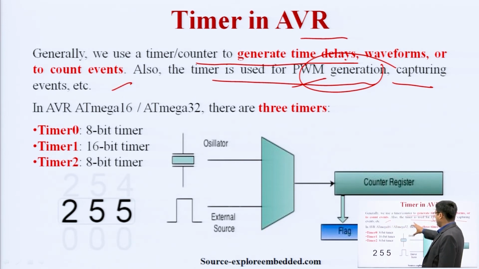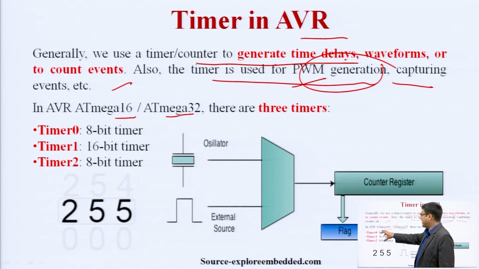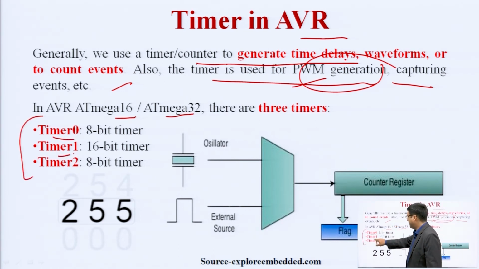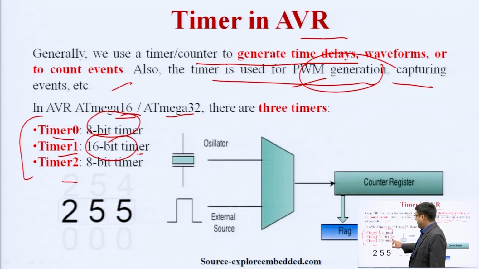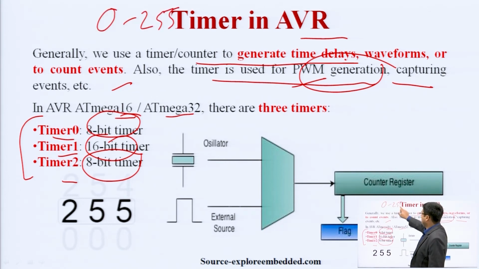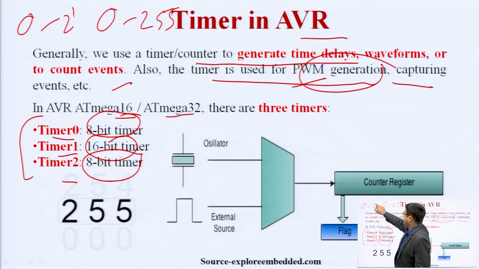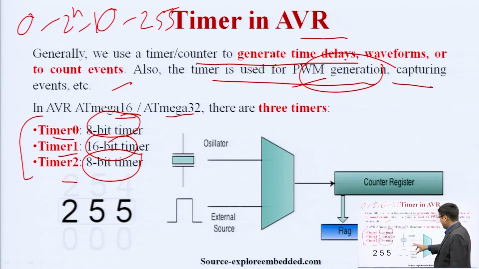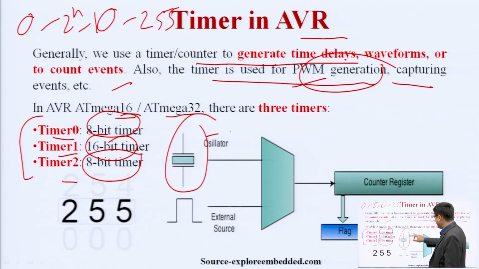So in our ATmega32 or ATmega16, one of the family of AVR microcontrollers, there are 3 timers: timer 0, timer 1, timer 2. Timer 0 is 8-bit, timer 1 is a 16-bit timer, and timer 2 is 8-bit. So here the timer has a range from 0 to 255, that is 0 to 2 to the power n minus 1. Whenever the timer needs some particular frequency of operation, a crystal oscillator provides the frequency.